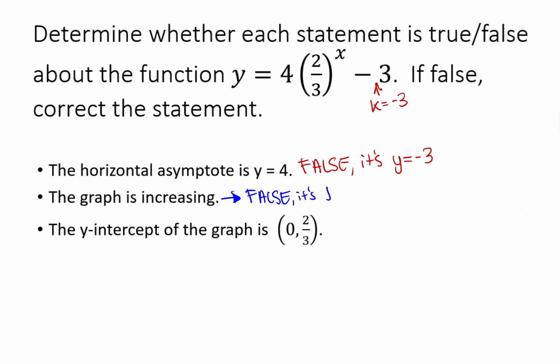Then it's telling us that the statement is the y-intercept of the graph is 0, 2/3. That's not the case. This is going to be false. It's at 0, 1 if you were to graph it.